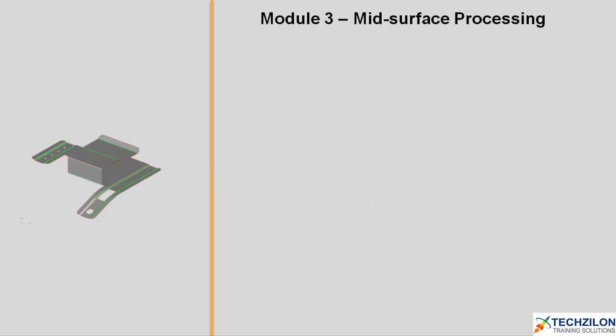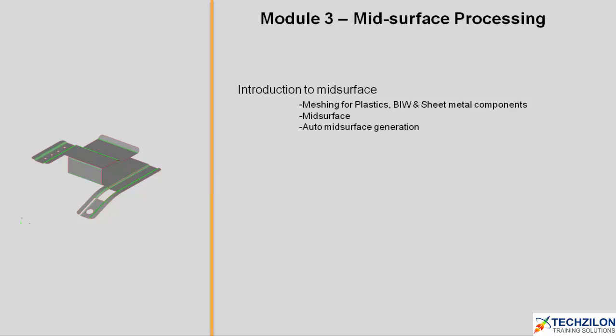In Module 3, we'll be going through mid-surface processing. Here you will be introduced to mid-surface, where you will learn meshing for plastics, BIW, and sheet metal components, mid-surfacing, auto mid-surface generation, editing, meshing, thickness assignment to the mesh, and manual element offset method.